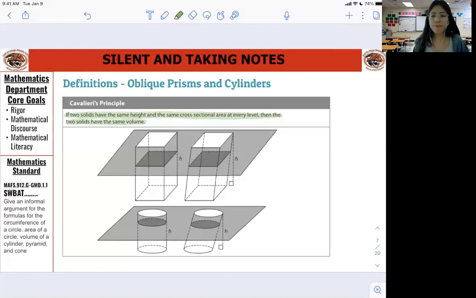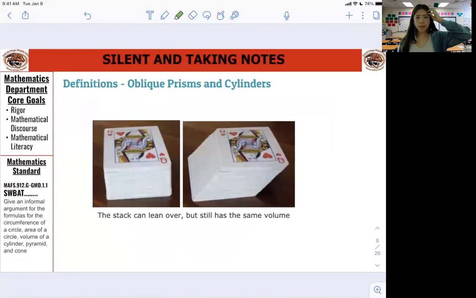All right, cool. So I just included this picture to show it a different way. If I had a deck of cards, I would have done it with a deck of cards. But basically, that's Cavalieri's principle in a nutshell. Just because something is leaning over isn't going to change the volume of it.